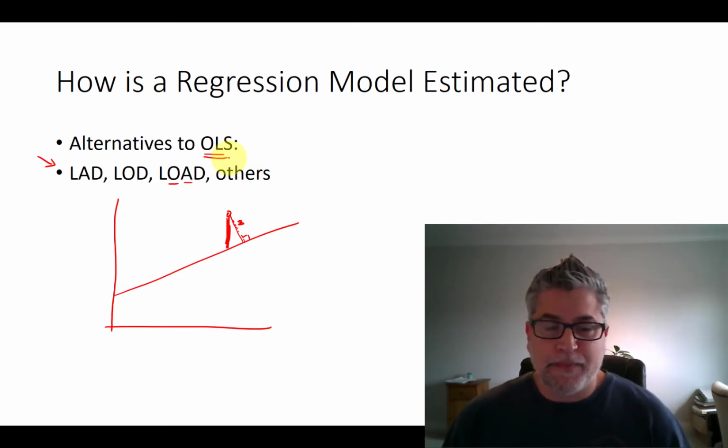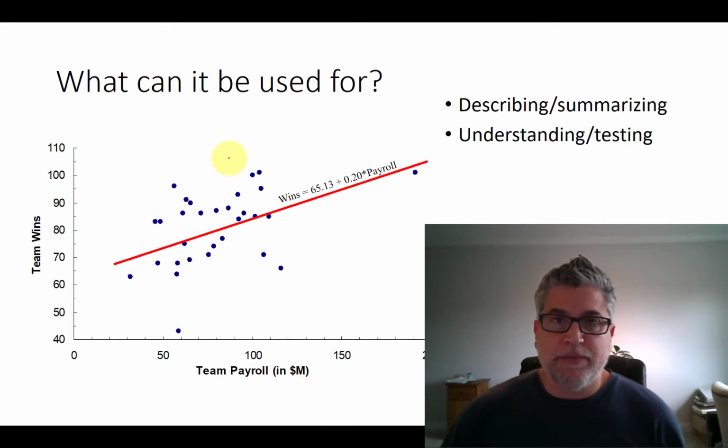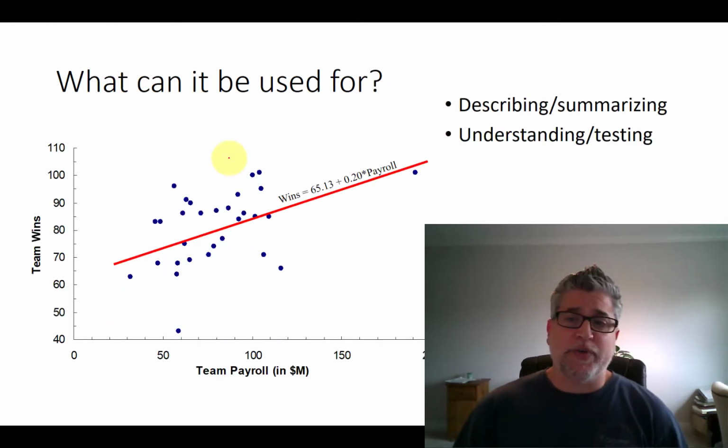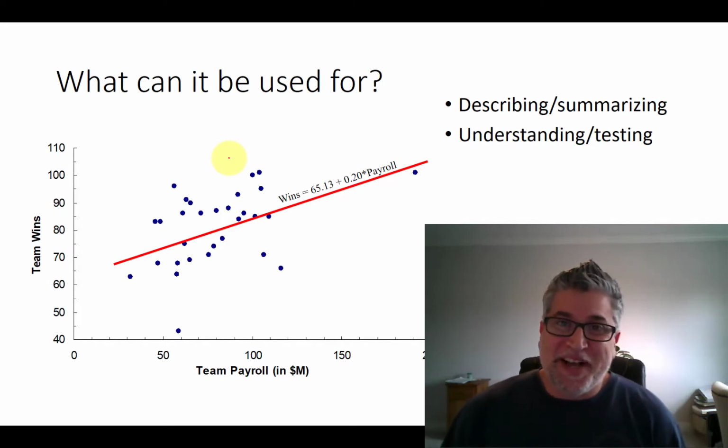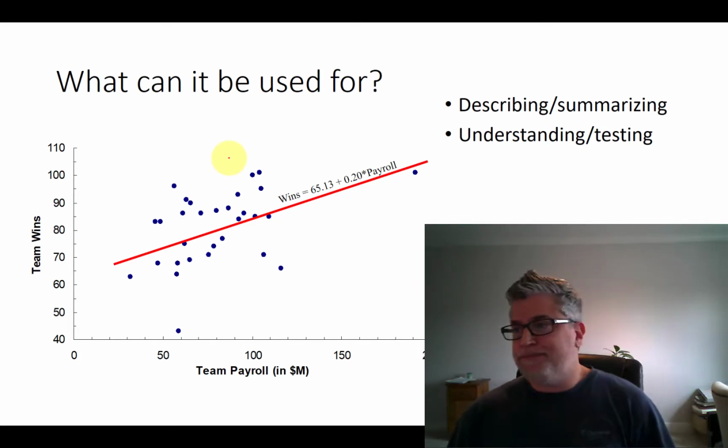All right. Our next question. So you've estimated the straight line. And now what? Like, so what? Great, I can put it on a bumper sticker. Is that what statistics is about?